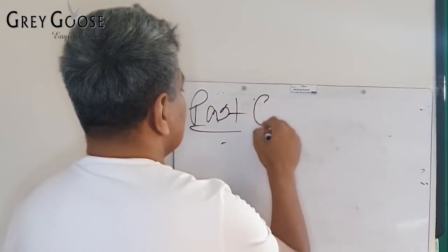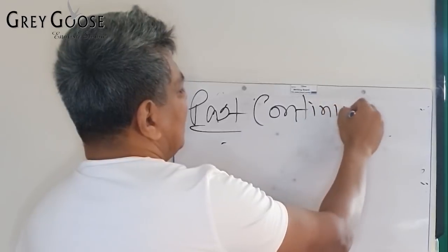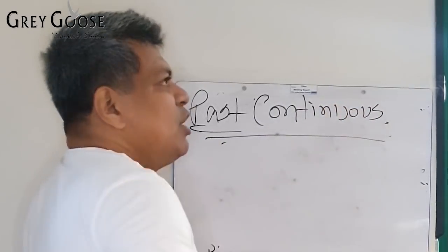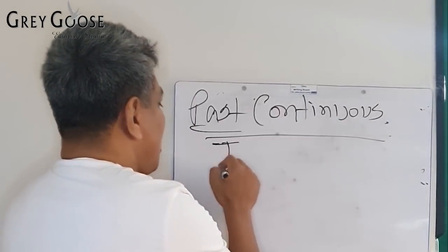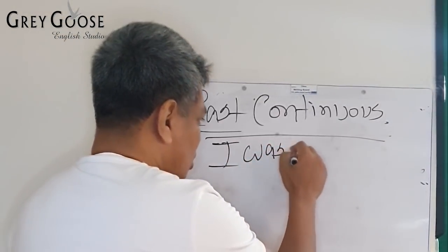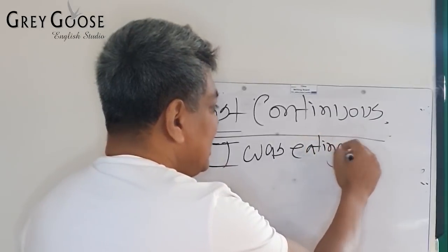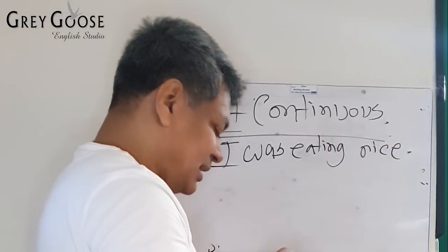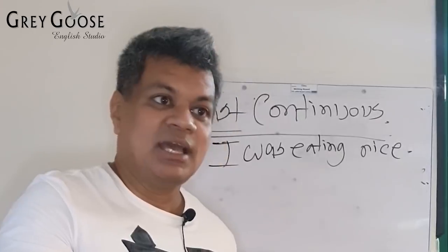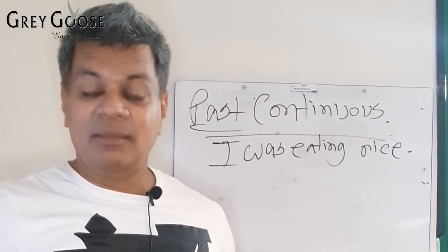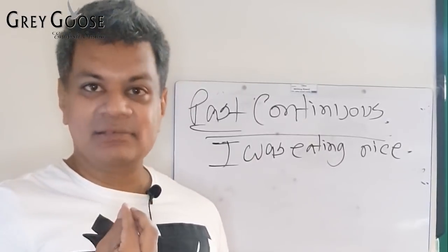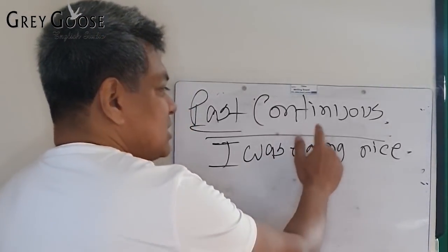Okay, next son, past continuous, guys. Now, same, if you bear in mind "I eat rice," turn that into past continuous: "I was eating." So it is like, in the past, I was doing something. So yesterday, by this time, I was eating rice. So, I was eating rice.